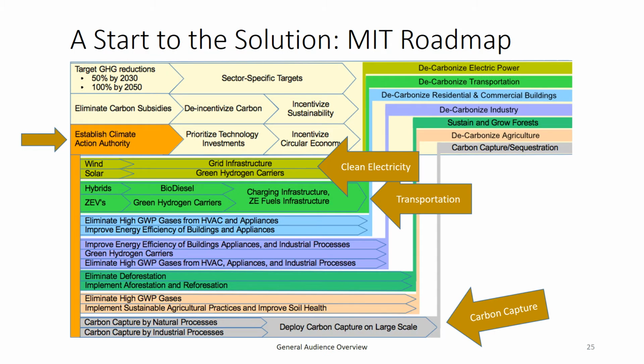So here's a start to the solution. This is the MIT roadmap that we put together. In the rest of the presentation, we're going to cover just four different areas, and there are a lot more than that. We'll talk about a climate authority, clean electricity, transportation, and carbon capture as possible solutions. These are not singular. They all work together, by the way.